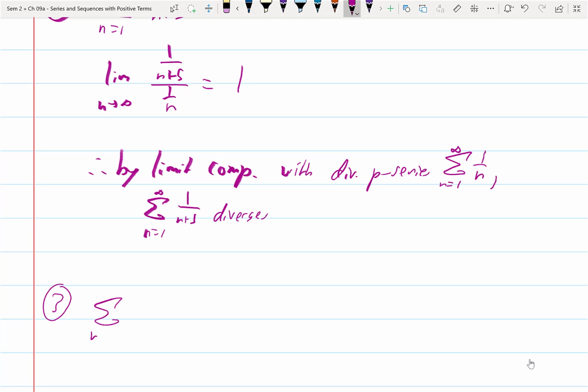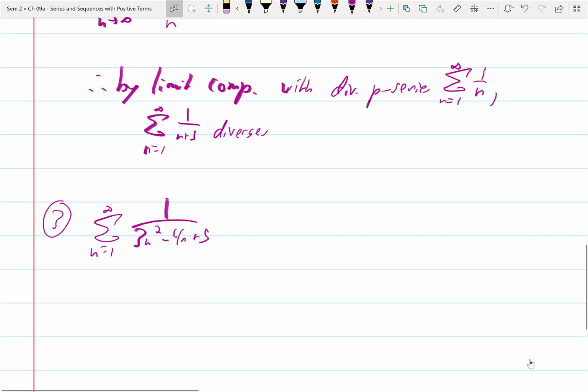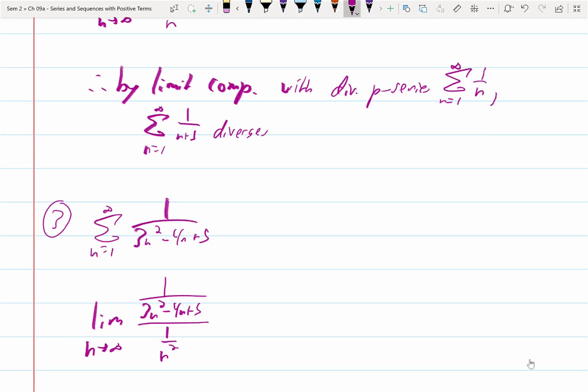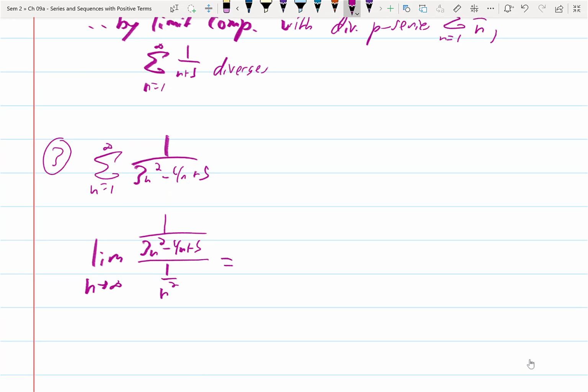Let's do another one. The sum from n equals 1 to infinity of 1 over 3n squared minus 4n plus 5. Do you feel that that one converges or diverges? You should have a feel for these. I would feel the same way. It's essentially the same as what? What would be the one that I want to compare it to? 1 over n squared. So if I do the limit as n approaches infinity of 3n squared minus 4n plus 5 over 1 over n squared, you need to establish what that comparison gets you.